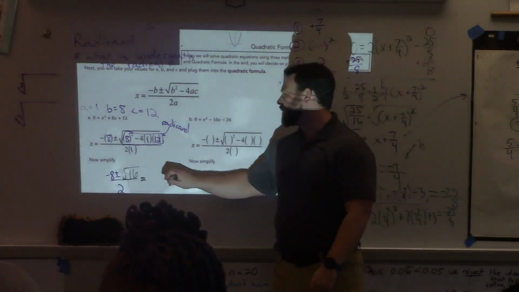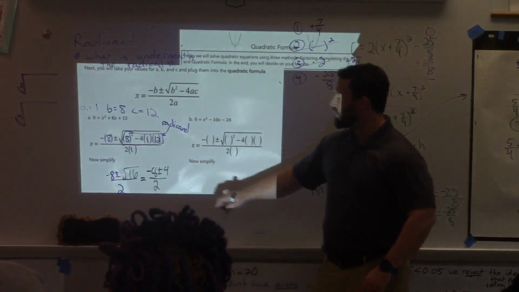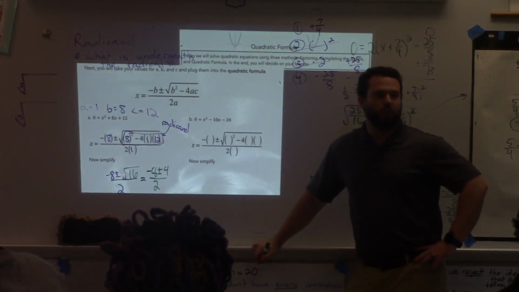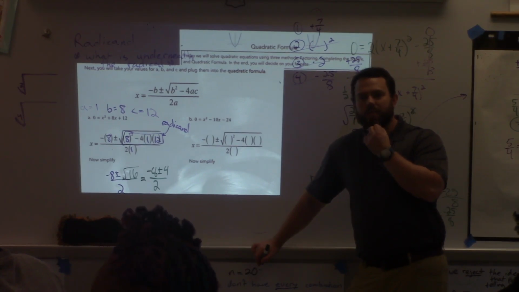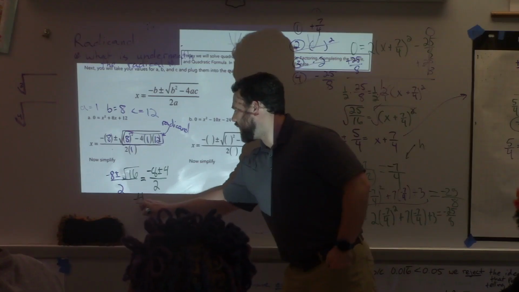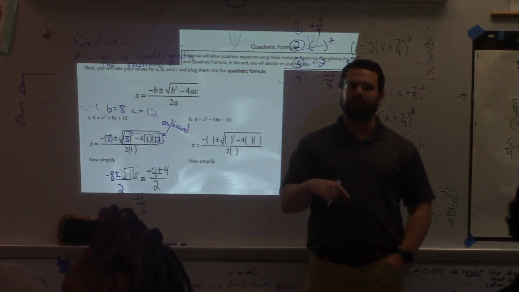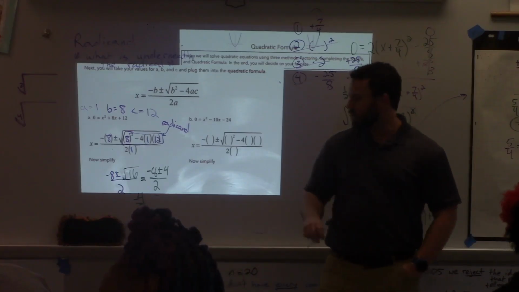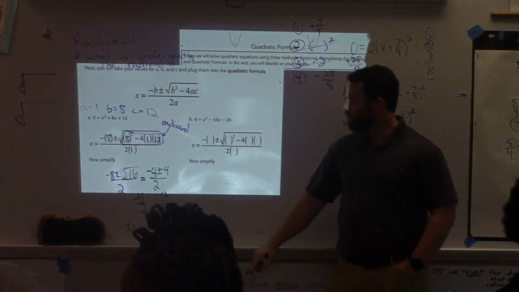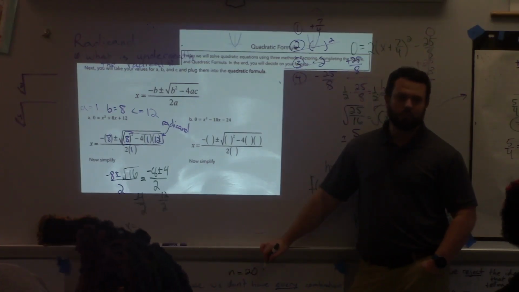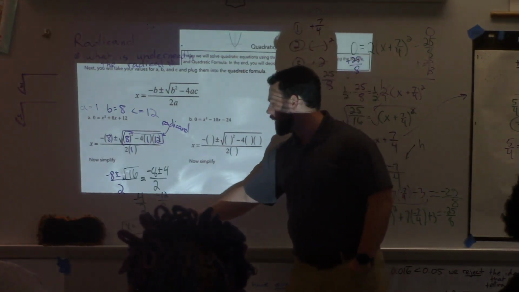Okay, so what's the square root of 16? 4, thank you. Now, notice that that's just plus or minus 4. What's negative 8 plus 4? Negative 4. And so I have negative 4 divided by 2. What's negative 8 minus 4? Negative 12. So what's negative 4 divided by 2? Negative 2. And negative 12 divided by 2.